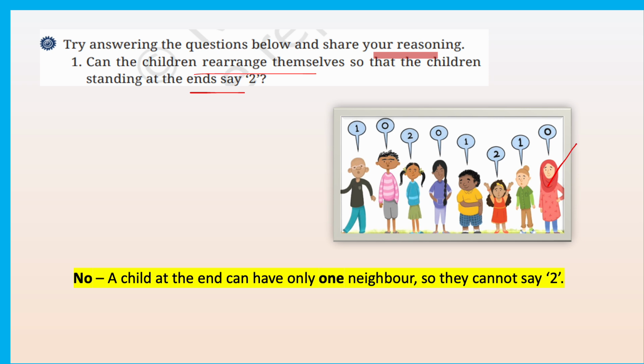See this girl? She has only one neighbor. See this boy? He has only one neighbor. So they cannot say 2. The highest number they can say is 1. They can say either 0 or 1. If the neighbor is taller than him, then he can say 1. If the neighbor is shorter than him, then he can say 0. 2 is not possible.